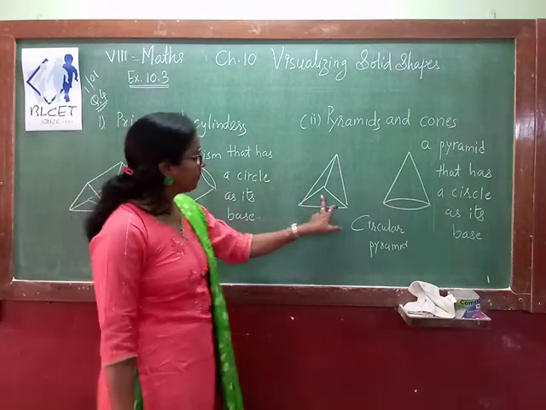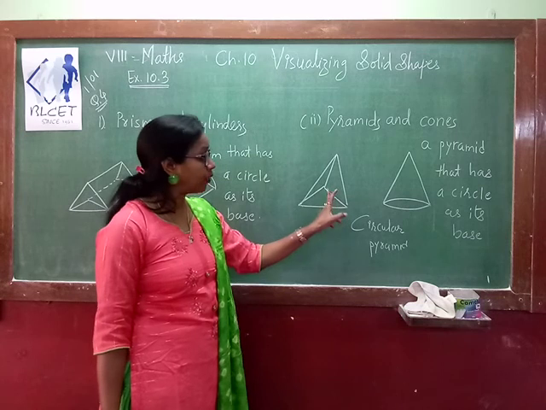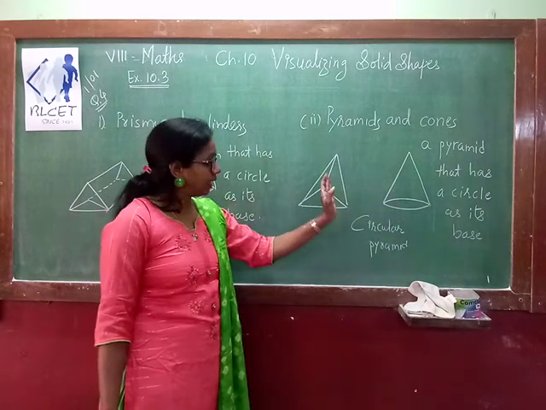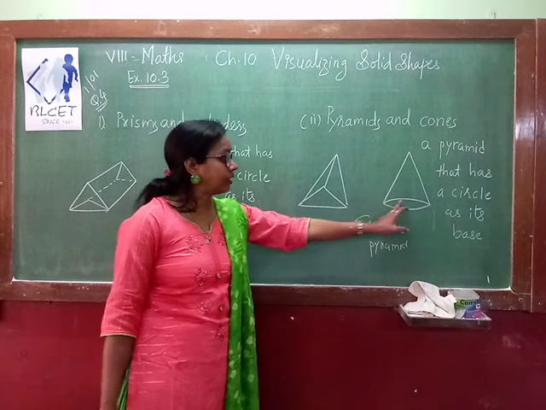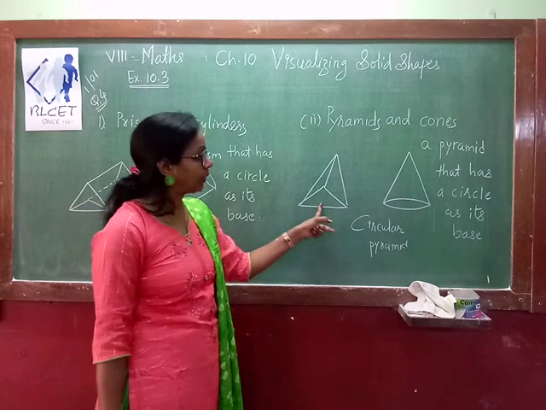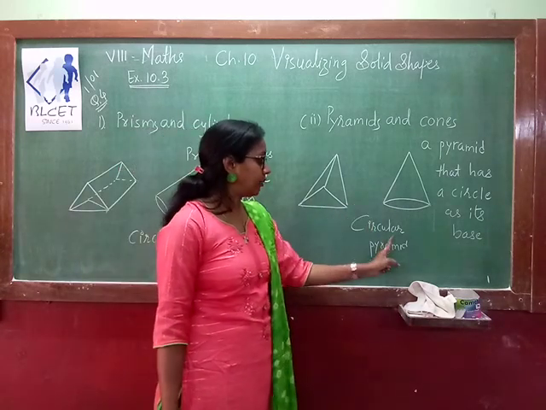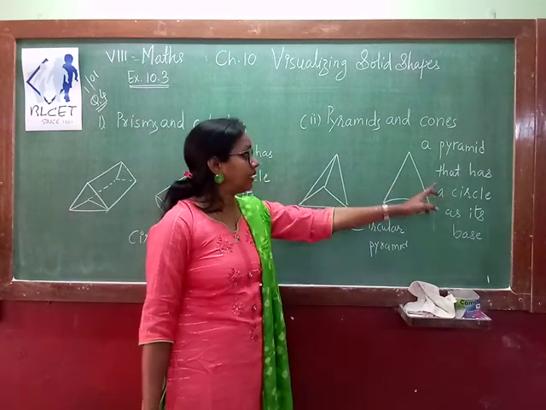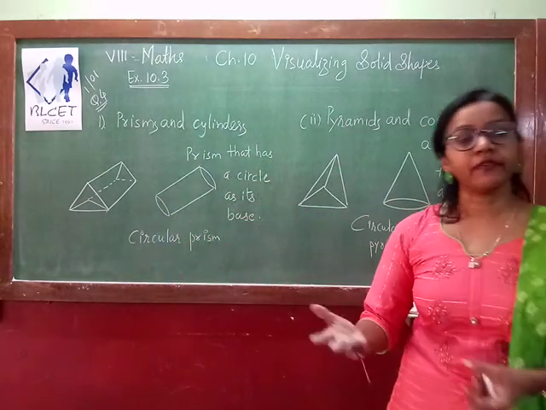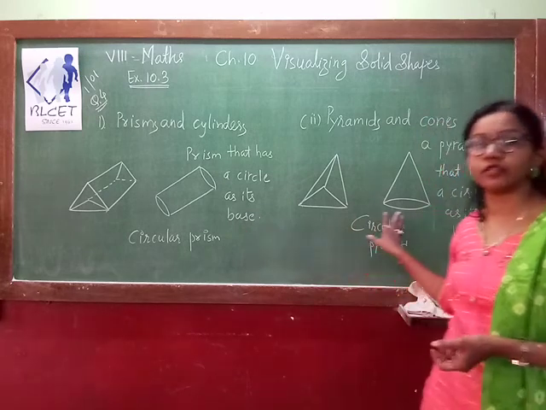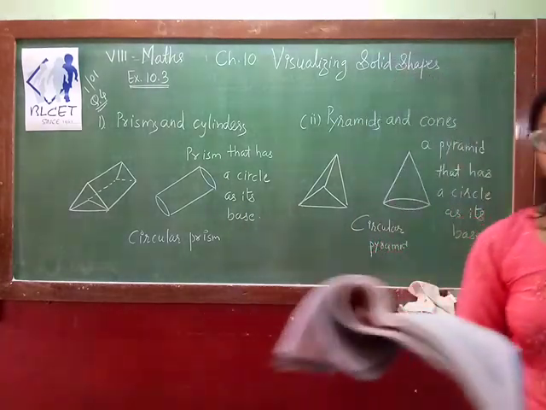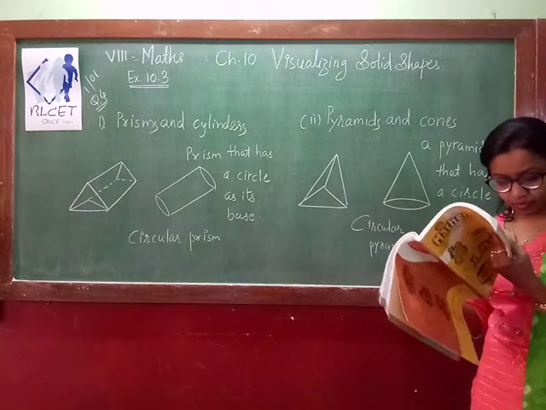Next is pyramids and cones. This is the triangular pyramid. When you compare this triangular pyramid with the diagram of a cone, it looks alike. What is the difference? Only the base. Here the base is a circle, here the base is a triangle. So what we can say? This is a circular pyramid, a pyramid that has a circle as its base. This is the difference. So this is all about your question number 4. Move on to the next question.